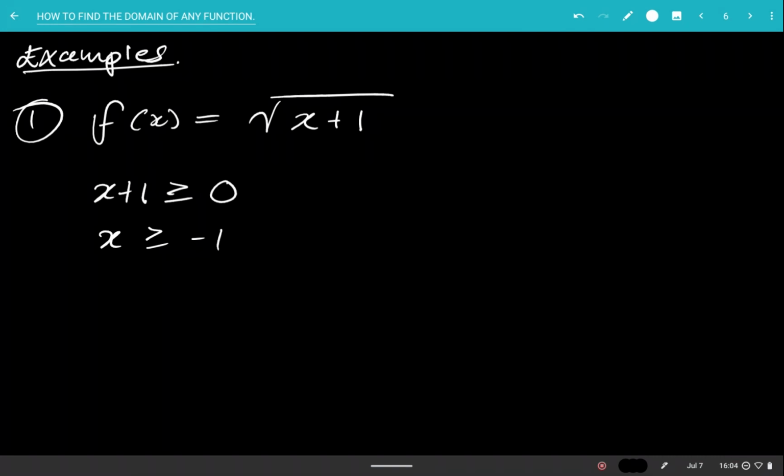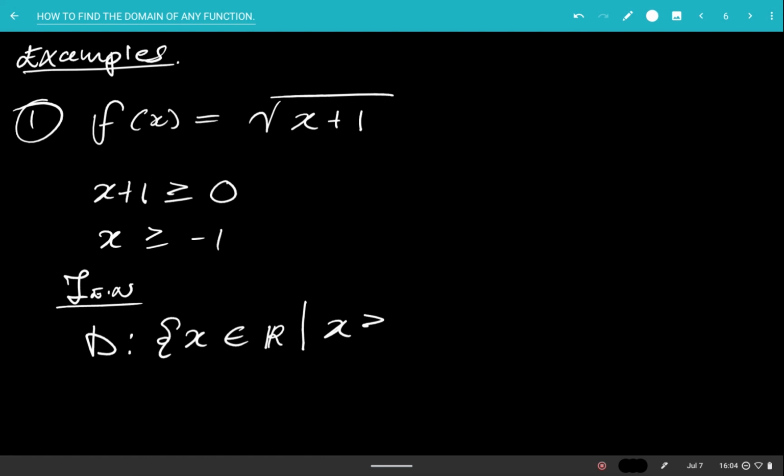Once you have that, you need to understand that the domain, or the x values here, are all the numbers that are greater than or equal to minus 1. So using the inequality notation, I will say that my domain should be: x is a member of all real numbers, such that x is greater than or equal to minus 1. That's how you write it.